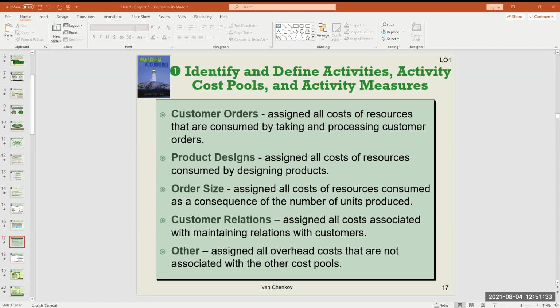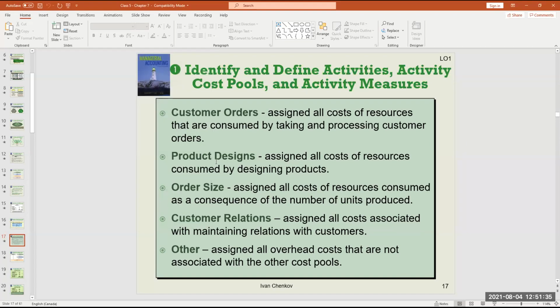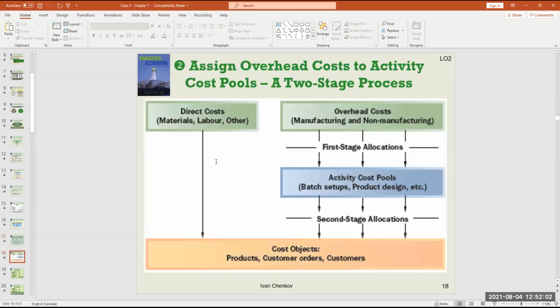Okay, so those are the activities. The next will be product design, to which we're going to assign all the costs of the resources consumed by designing the product. Order size will be assigned all the costs of resources consumed as a consequence of the number of units produced. Customer relations will be assigned all the costs associated with maintaining relationships with the customers. And for the other, we're going to assign all overhead costs which are not associated with any of the other cost pools. So what's going to happen in reality?